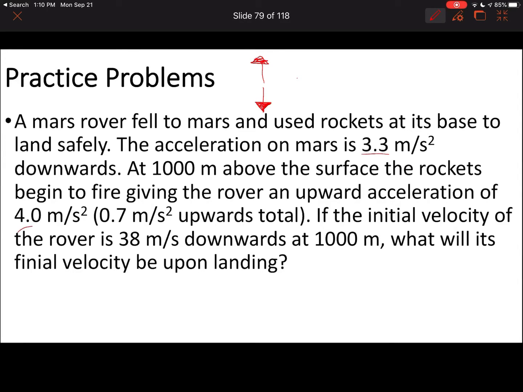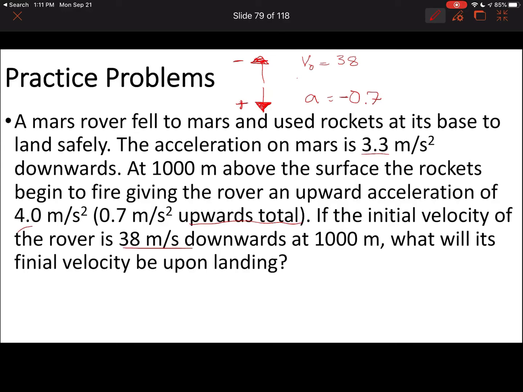And I think I'm going to make my downwards my positive direction here, and my upwards my negative direction. So why is that? Well, we could do it either way, but it's just important that I define it and I stick with it. So when I know my initial velocity is 38 meters per second downwards, I'm going to call that initial 38. My acceleration during this whole time is negative 0.7, because it's negative 0.7 upwards total, and upwards is my negative direction.